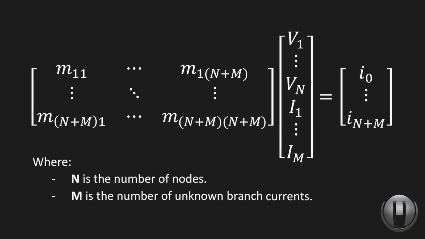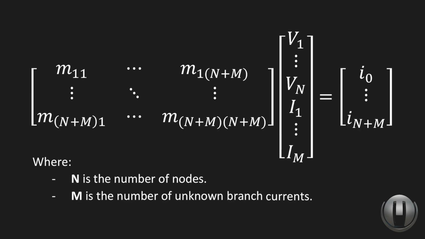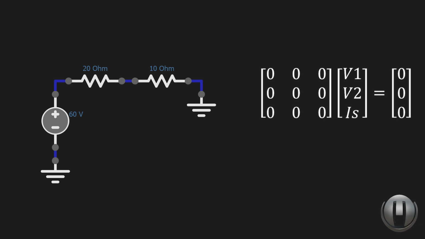The new system will have variables n plus m consisting of n node voltages and m unknown component branch currents, and equations n plus m from applying Kirchhoff's current law at each node, and an extra equation for every unknown component branch current.